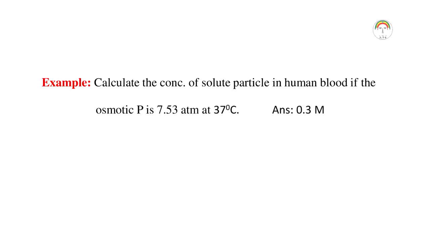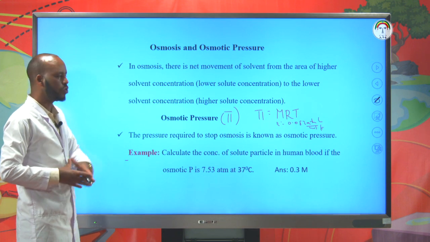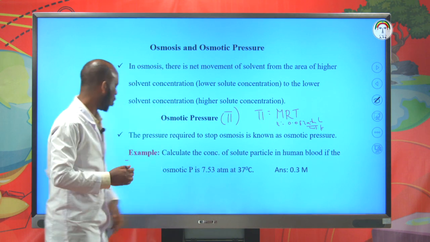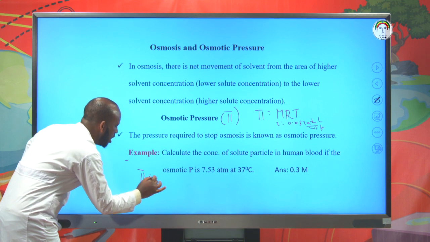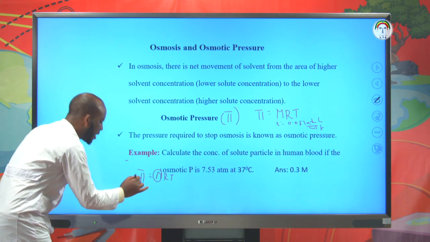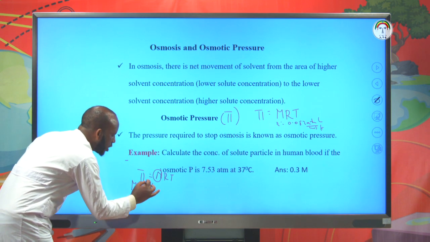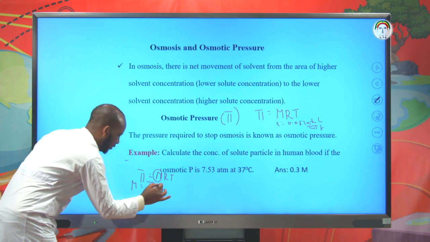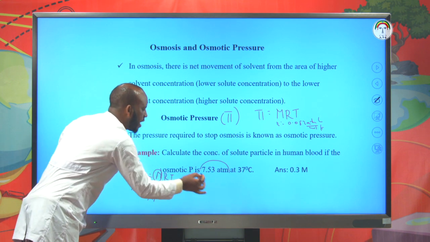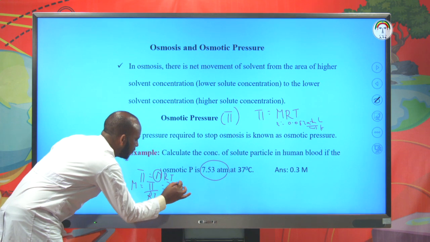For example, calculate the concentration of solute particles in human blood if the osmotic pressure is 7.53 atmosphere at 37 degrees centigrade. You are asked to calculate concentration of the solution. Osmotic pressure equals molarity times R times temperature. From this, concentration or molarity, capital M, equals osmotic pressure divided by R times temperature. Osmotic pressure of this solution is 7.53 atmosphere.